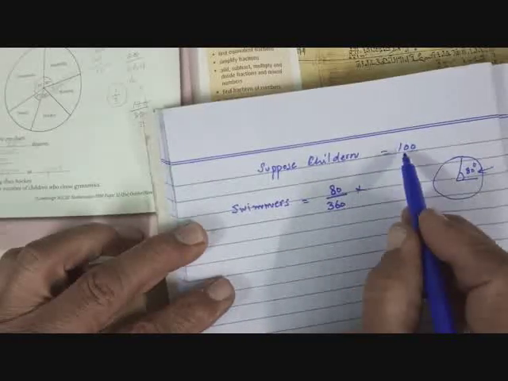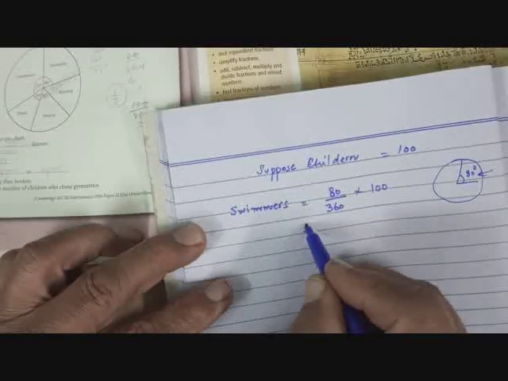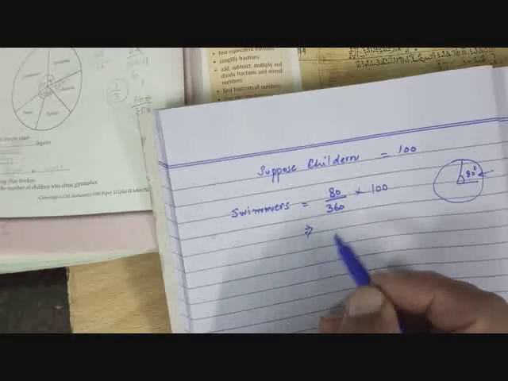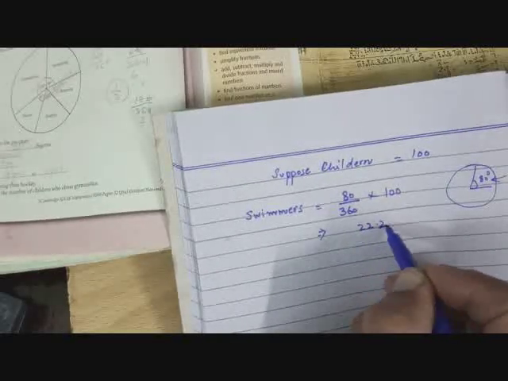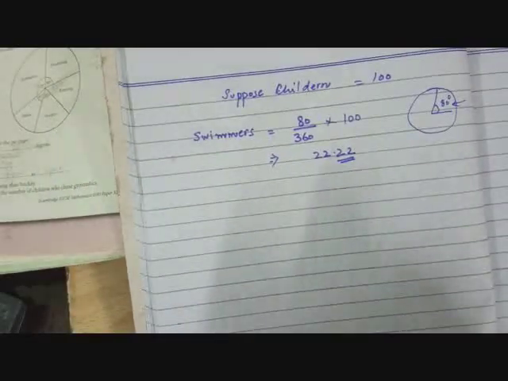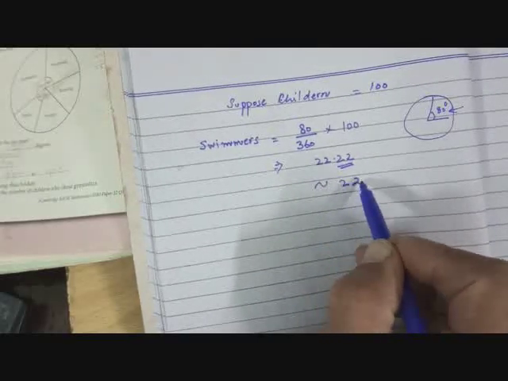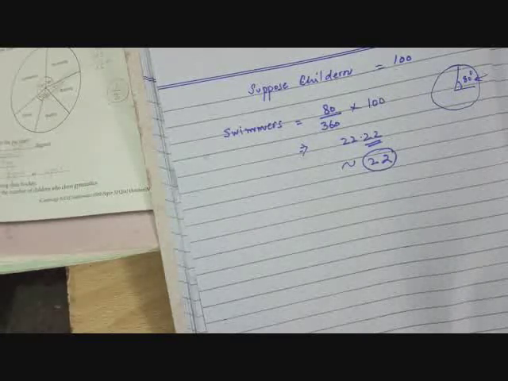When I have supposed 100 children, how many children are there? When I do it like this, it will become 22.22. Now you know that a person cannot be a fraction, so I have to round it to 22. Now, what was our question? Use this information to work out the number of children who choose gymnastics.